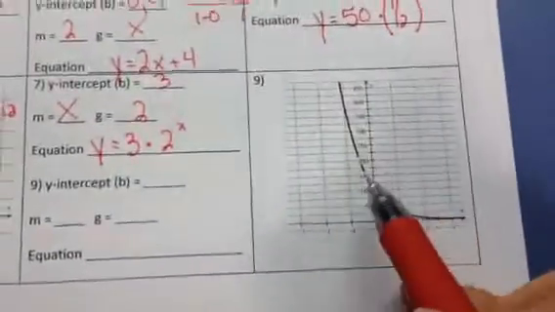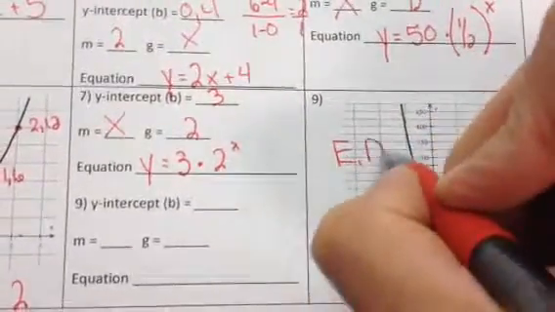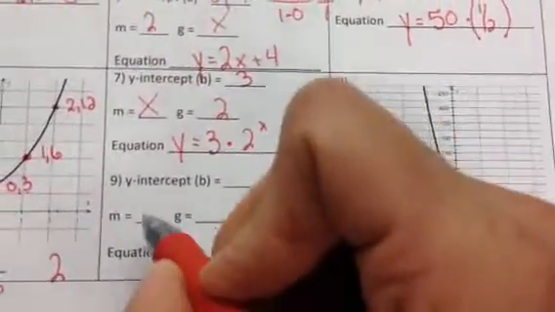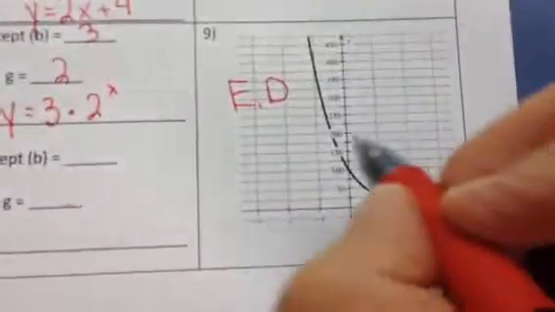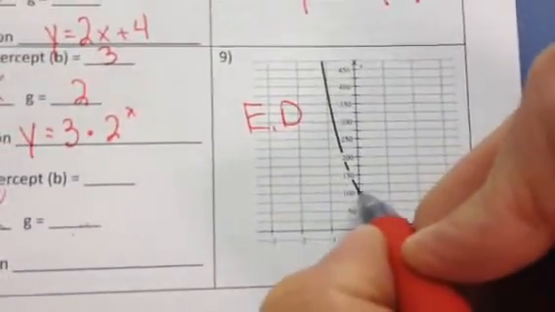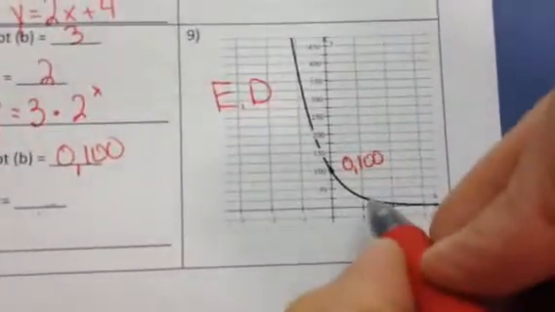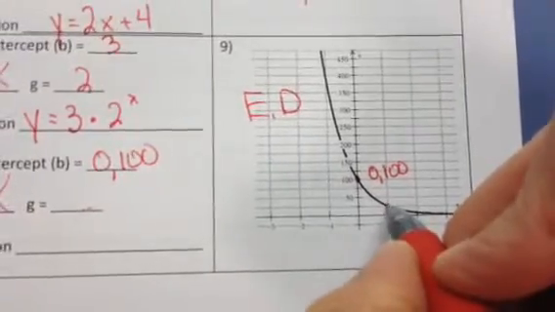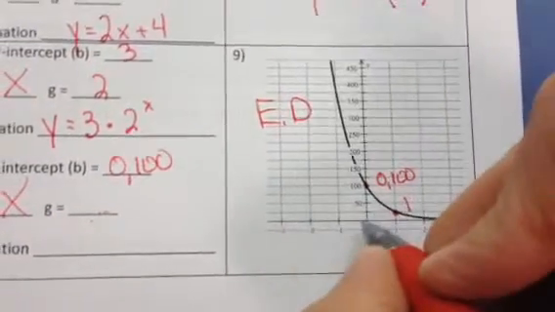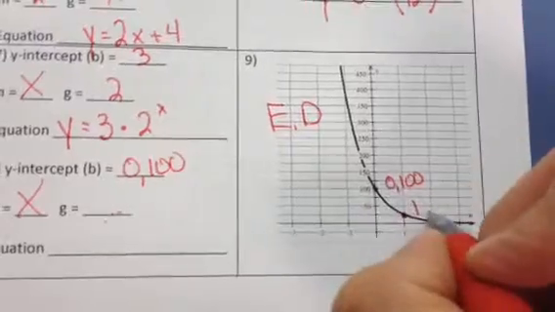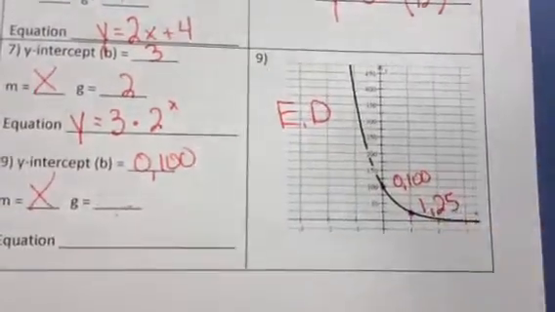So the next one, here's 9. This is also exponential. This one's decay. That means my g will be a fraction. It will be less than 1. So what's the y-intercept? So that's 100. So go ahead and write that. So what's another point? I have to go to this one, for instance, and that's 1. And the scale is going by 25, so this is actually 25.